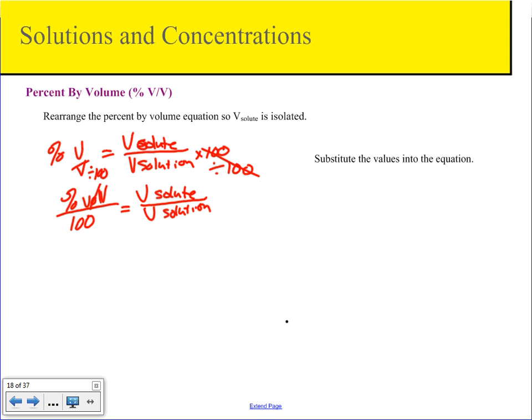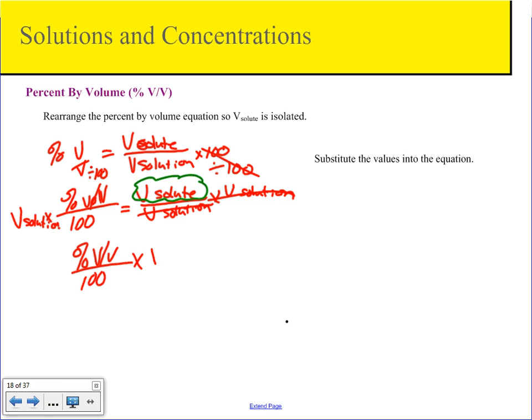I am trying to find out my volume of solute. This is what I am trying to isolate. So because this is divided by, I need to multiply this by volume of solution. Cancels those out, and I need to multiply by my volume of solution. Meaning, finally I get percent by volume divided by 100 multiplied by the volume of my solution is going to give me my volume of solute.